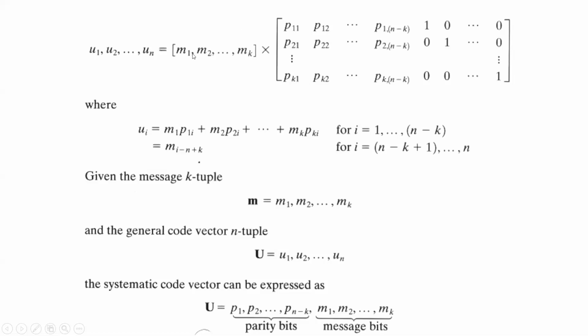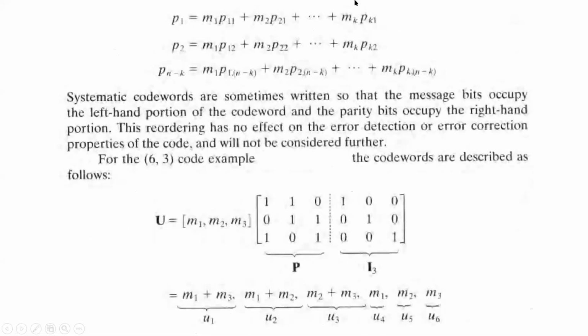The second parity bit will come as M1 multiplied with P12, M2 multiplied with P22, and MK multiplied with PK2. So that's what is explained here, how you obtain the parity bits from P1 to Pn minus k. Systematic code words are sometimes written so that the message bits occupy the left-hand side, which I've already explained.